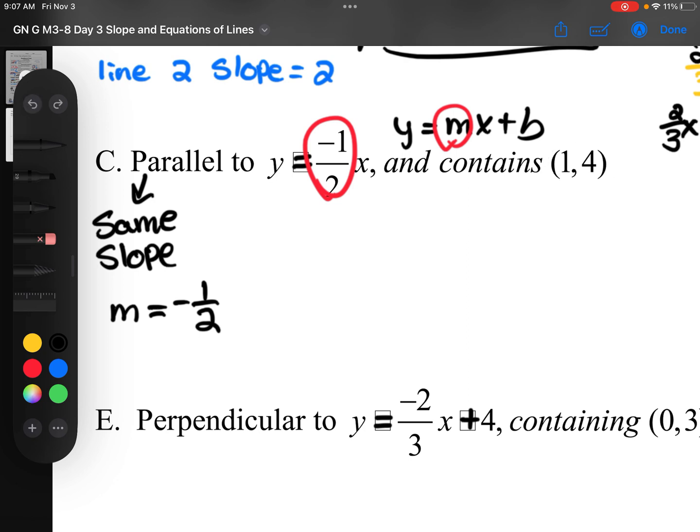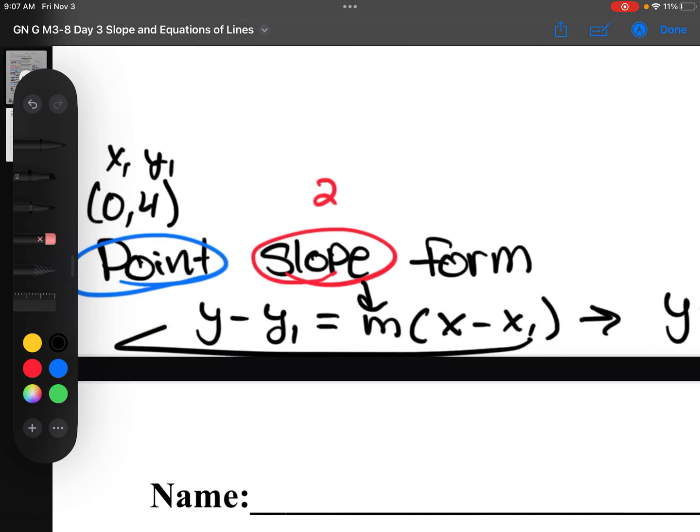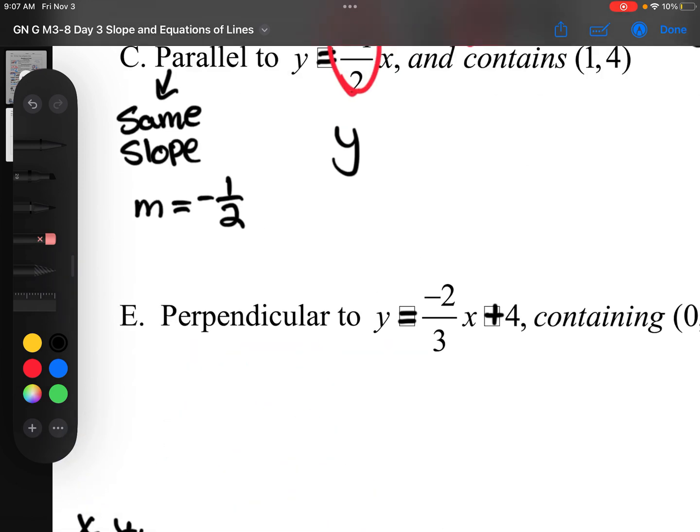So if we have that, we have to go back down to the bottom. We got to use our point slope form right here, okay? So y minus y1 equals m times x minus x1, okay?